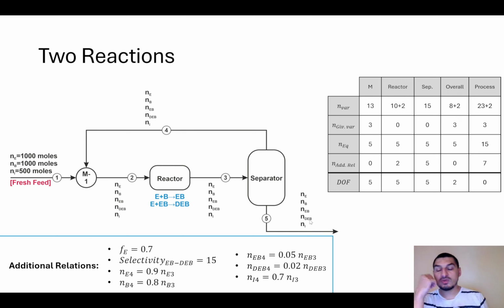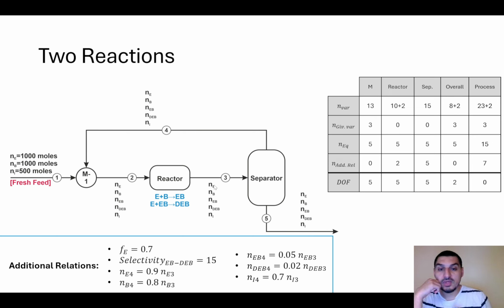We now want to perform a degrees of freedom analysis and see what we can do regarding the solution of this problem. For the mixer, we have 5 species in each of 3 streams, so it's 15, and 3, so 10 plus 3 is 13. I'm sorry. And we have 3 given variables. We have 5 equations because we have 5 species, and we have no additional relations, so degrees of freedom is 5. For the reactor, we have 5, which is 10, and we have 2 extents of reaction, so it's 12. We have no given variables. We have 5 equations, and we have 2 additional relations, so the degrees of freedom is 5.